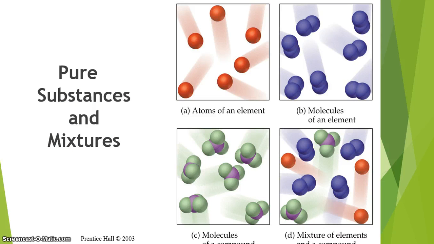So here's another illustration of pure substances and some mixtures. Up here we've got red, which we saw represents oxygen, so we've got some oxygen atoms floating around. Here we have molecules. Nitrogen is typically blue. Here we have molecules of a compound. I don't know what purple is, but this could be anything. It could be ammonia with a nitrogen and 3 hydrogens in there, but it's chemically combined.